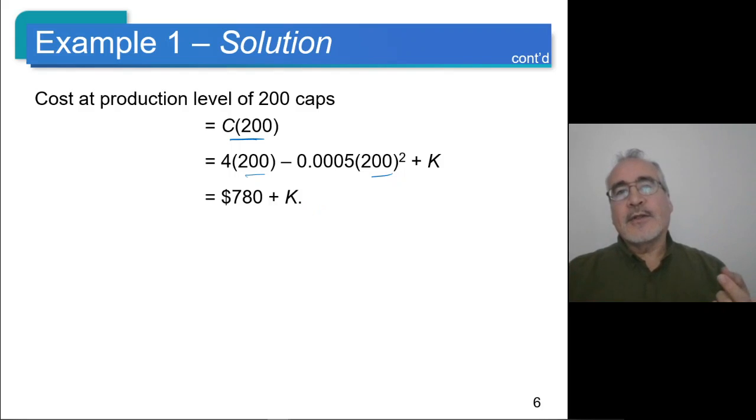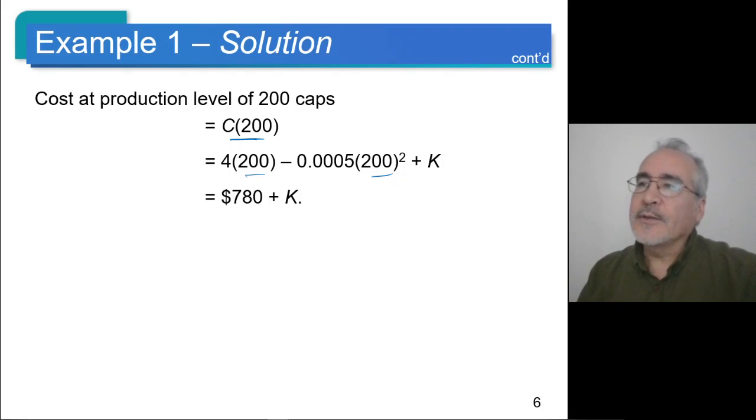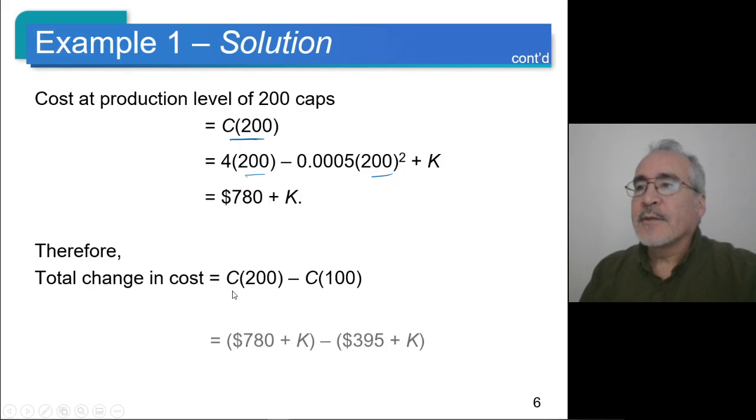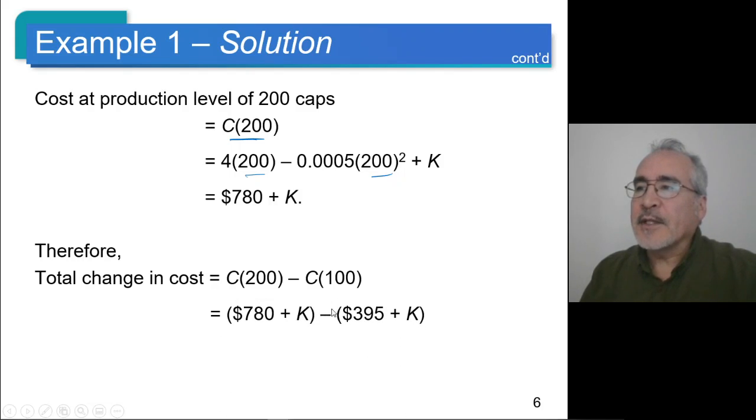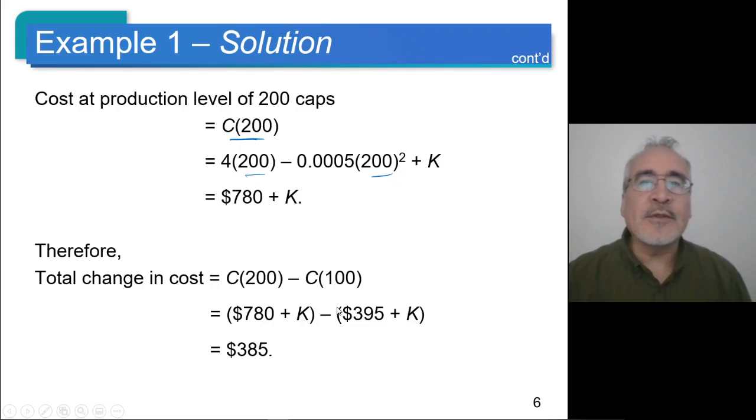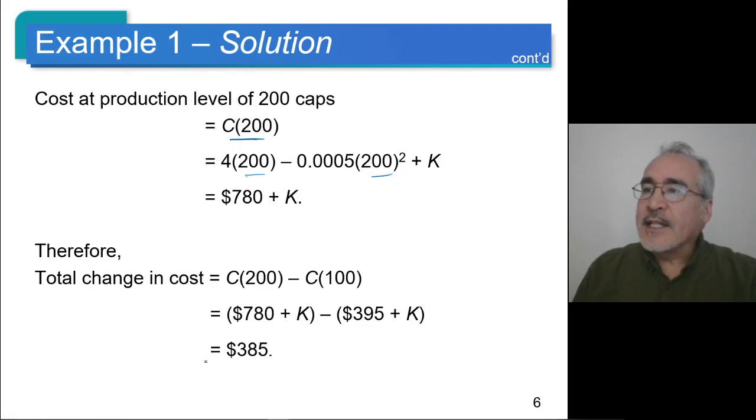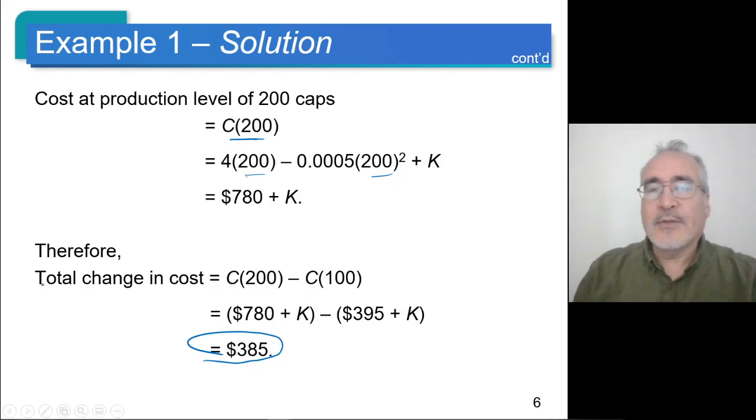So the difference between producing 200 and 100, all we got to do is subtract the two. And so when we subtract those two, 200 minus 100, that's the change in cost. Watch what happens. Here's a k here, but notice as this distributes, the k becomes minus. The k cancels out. It doesn't matter if k was 1,000,000, 2, 0. It doesn't matter. It's going to cancel. So we just get 780 minus 395, which ends up being an additional $385 to produce 200, going from 100 to 200.